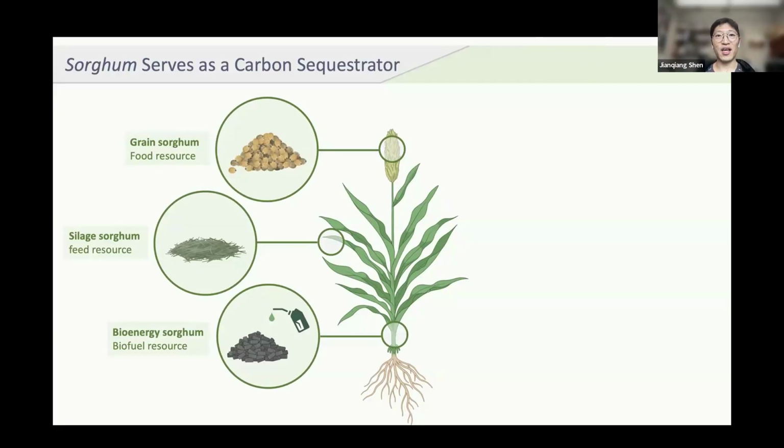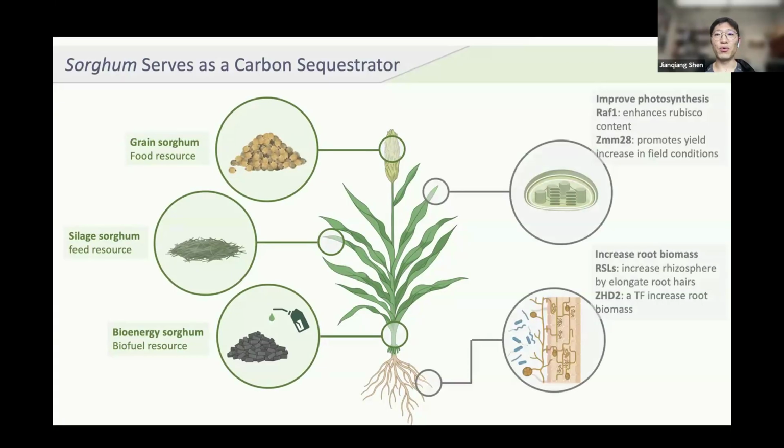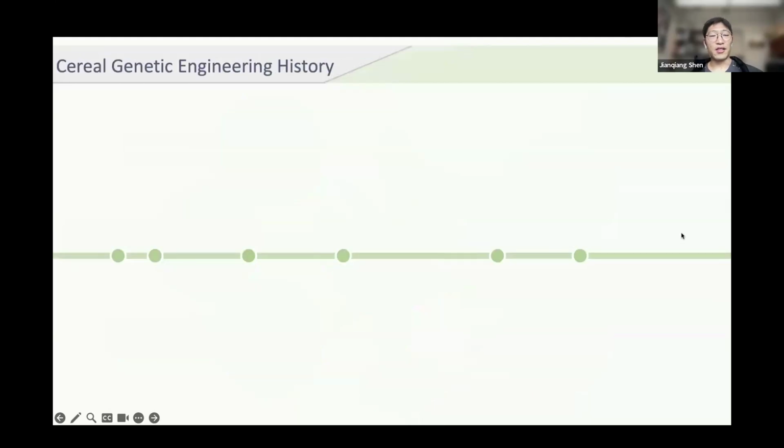So at UC Berkeley, Peggy Lemur's lab, along with Chris Newgie's lab and David Savage's lab, we are working on several projects to improve sorghum photosynthesis, as well as to increase the root biomass of sorghum. So let's move to the next slide. But sorghum is also considered a recalcitrant crop, which means it's hard to transform.